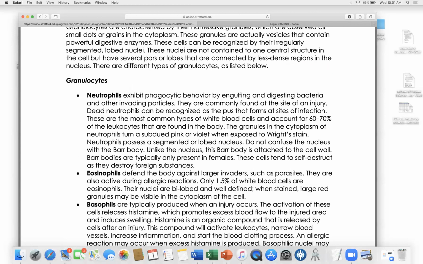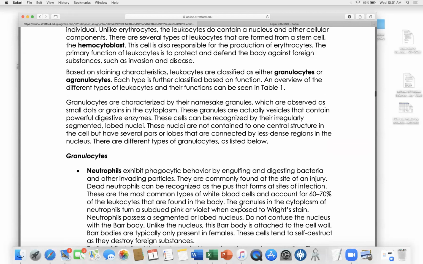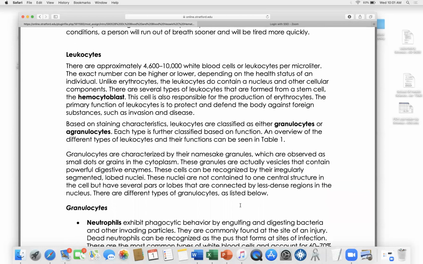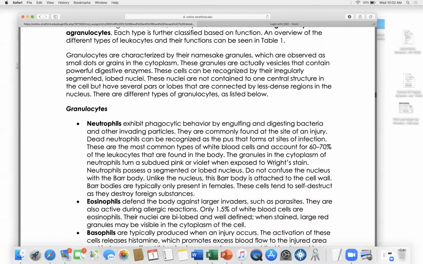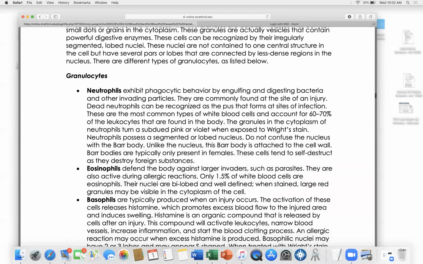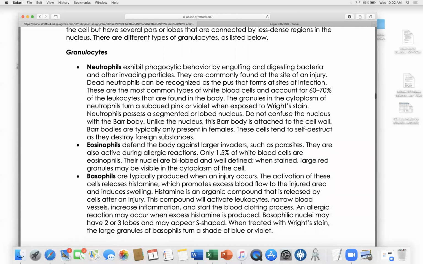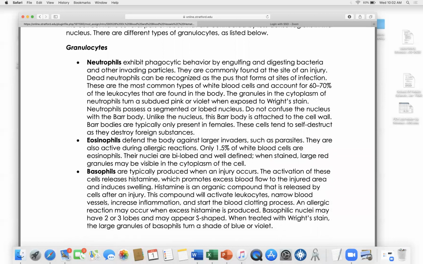Leukocytes. If ever you heard that term CBC, which is complete blood count, you'll hear CBC with diff, or complete blood count with differential. The diff is all the different types of leukocytes, and they come in two forms, granulocytes and agranulocytes. The granulocytes have these little granules in them.